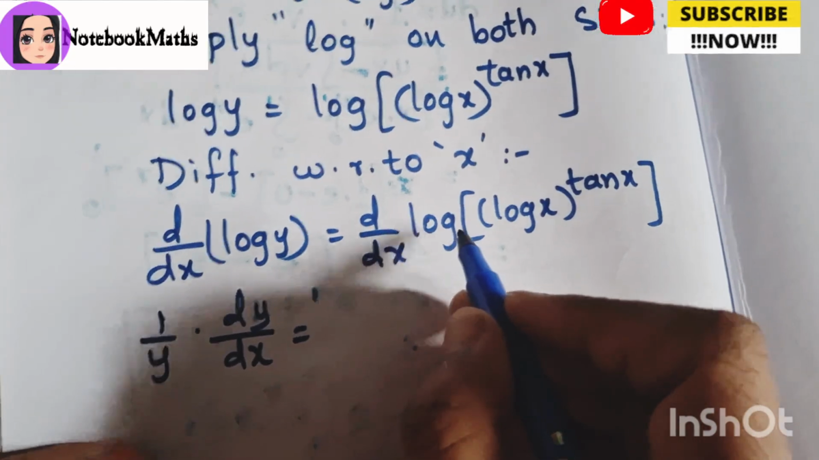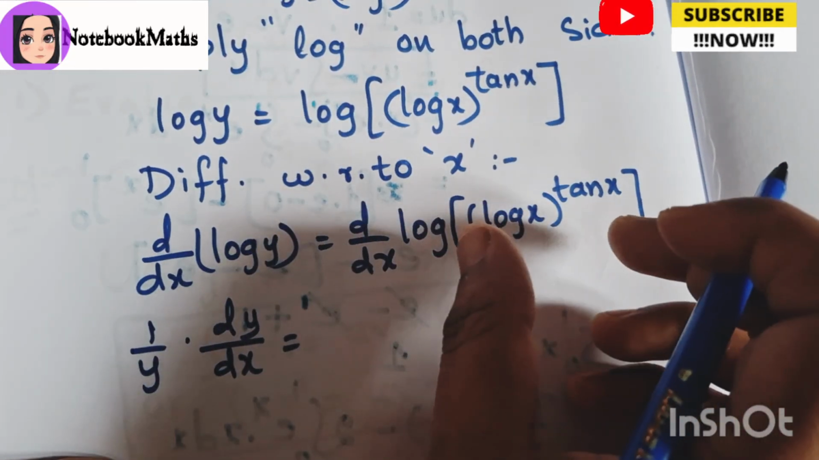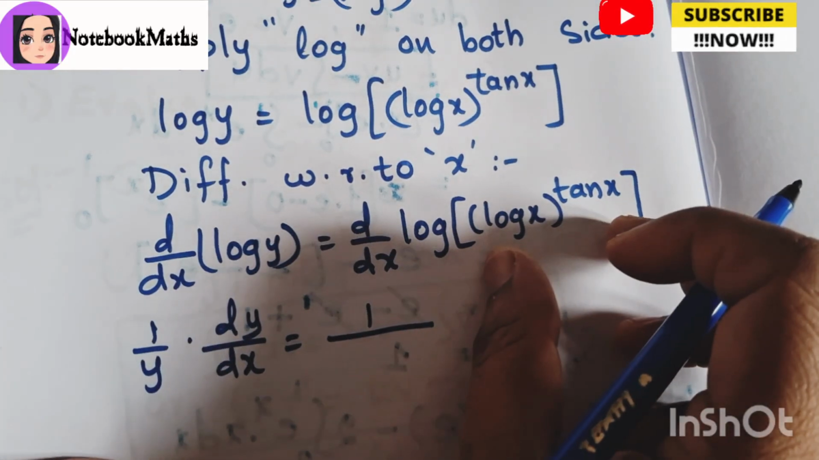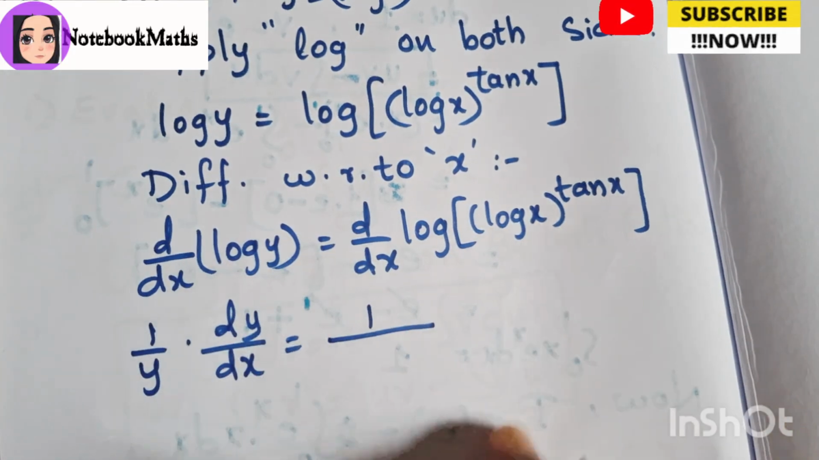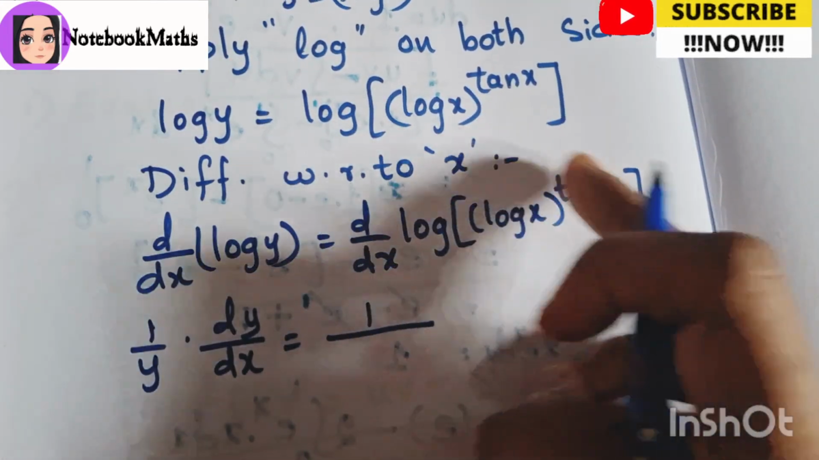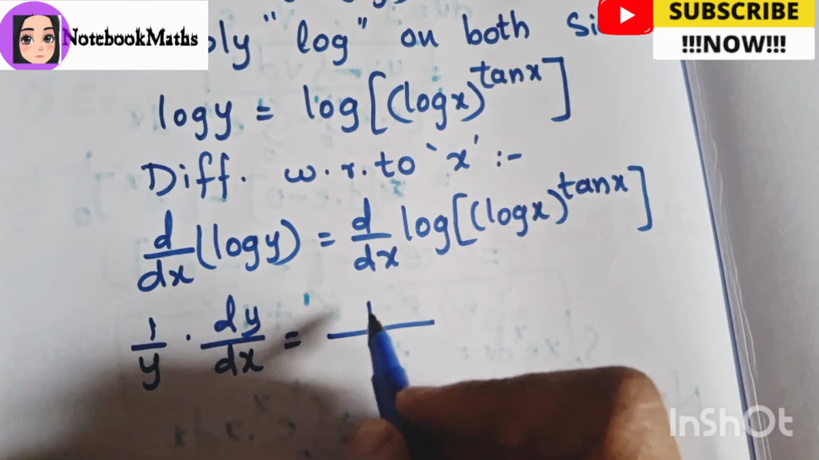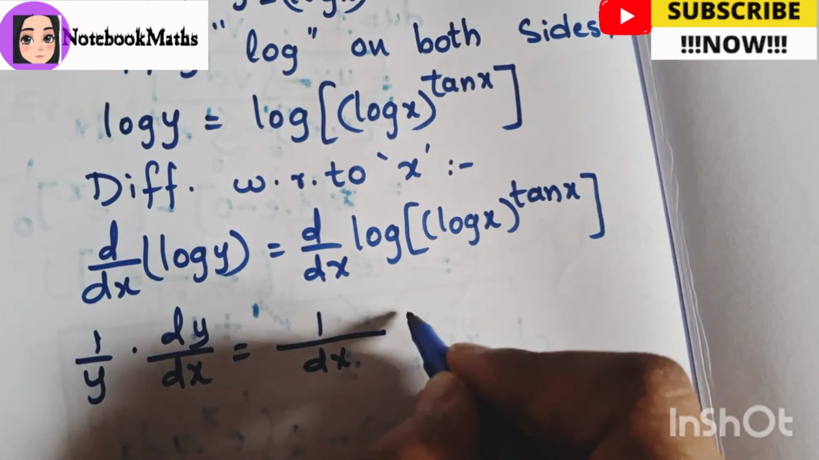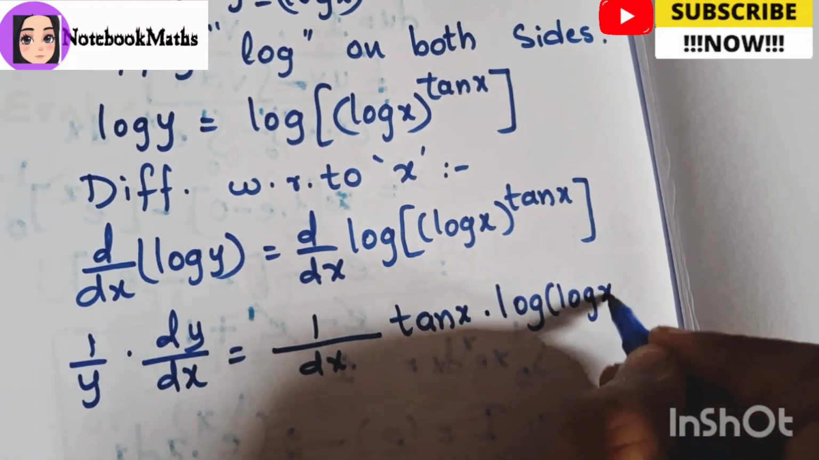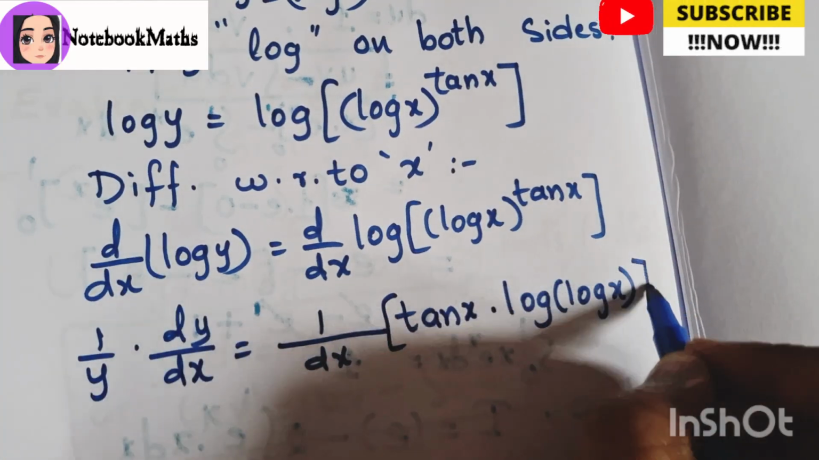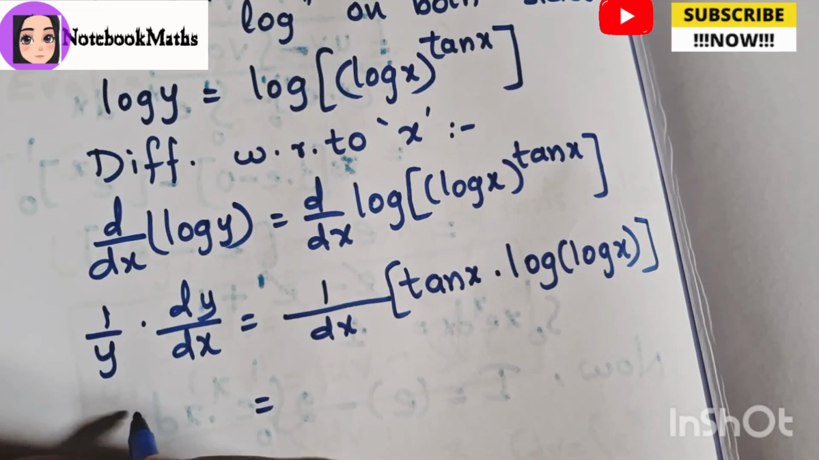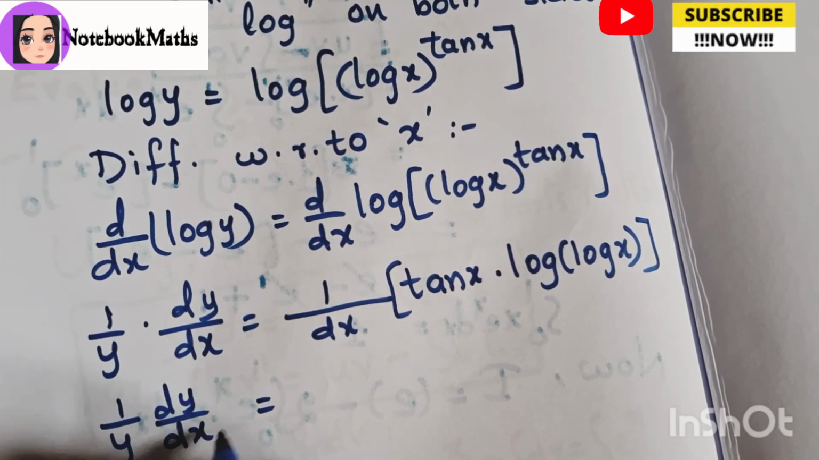Okay, now d by dx of log of this term: take it as the x term. Log x means 1 by x. Now applying log we can write this term as tan of x into log of log x. To make it easy we are going to write the power before the term. Now 1 by y dy by dx, and we have to find the dy by dx term only.